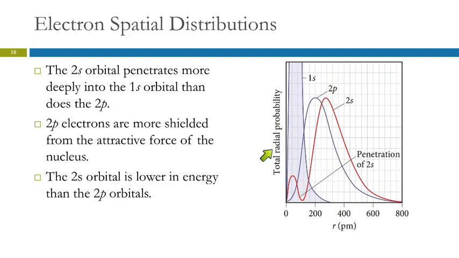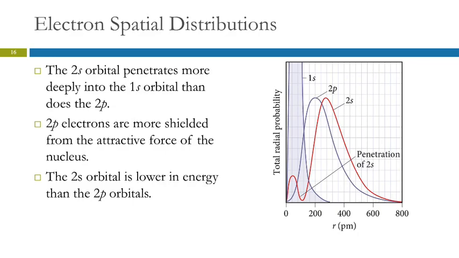So here is total radial probability versus distance from the nucleus. So here's the 1s orbital. That's literally off the chart there. So this is very close to the nucleus. The 2s orbital has a small maximum here and then a node, and then a lot of it is out here. And the 2p orbital does not have a node and has this shape.